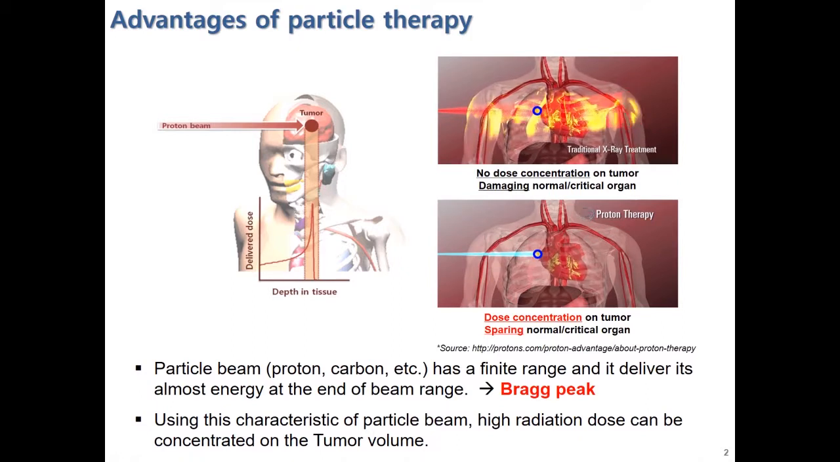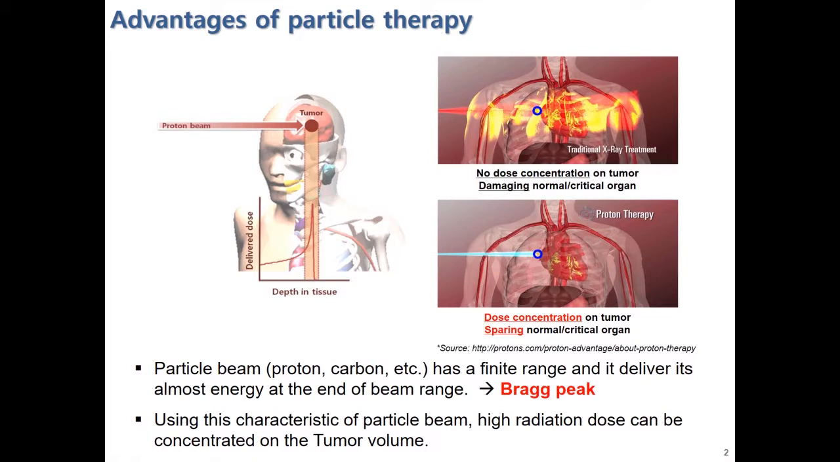In order to concentrate the radiation dose into a treatment site, the X-ray beam should be radiated in several directions because the X-ray beam is very penetrative. Using the particle beam, however, it is easier to produce a concentrated dose because the particle beam has a finite beam range in medium and it delivers almost all of its energy at the end of the beam range due to the Bragg peak. Let's take a look at the picture on your right for a comparison of X-ray and proton beam.